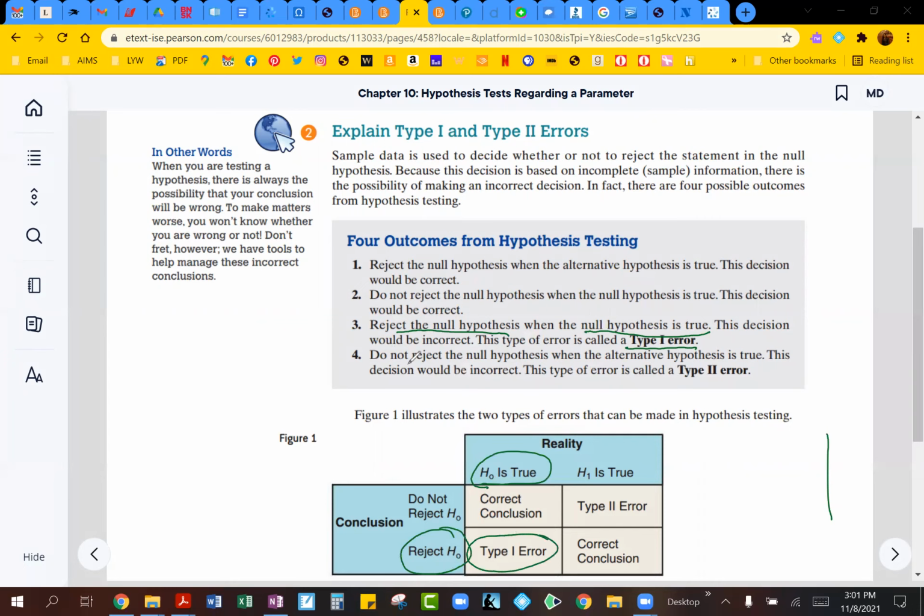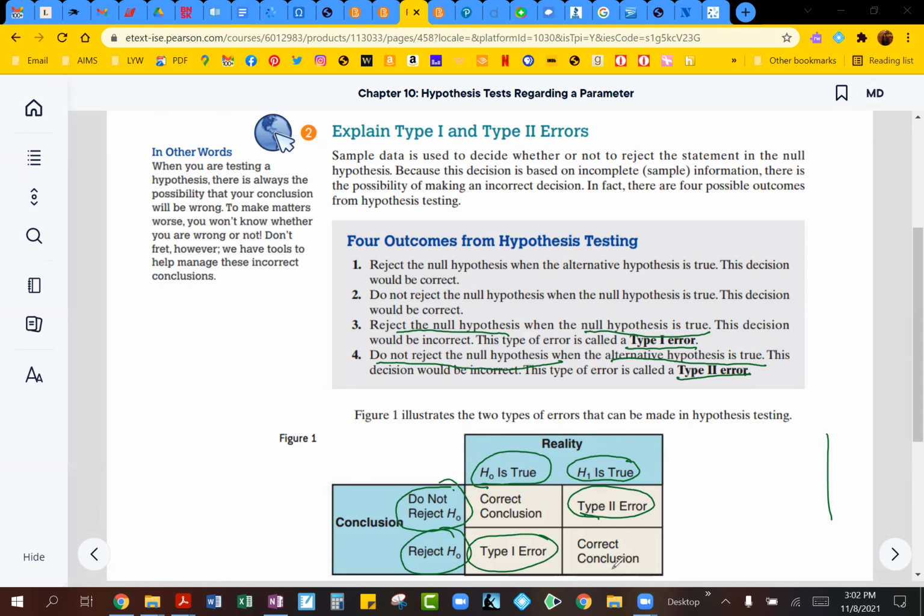Now, if you did not reject your null hypothesis when actually your alternative hypothesis was true, but you kept the null hypothesis, again, obviously that's a wrong decision. So that's a type 2 error. A type 2 error, as you can see, is when the alternative was true, but you still did not reject the null hypothesis.